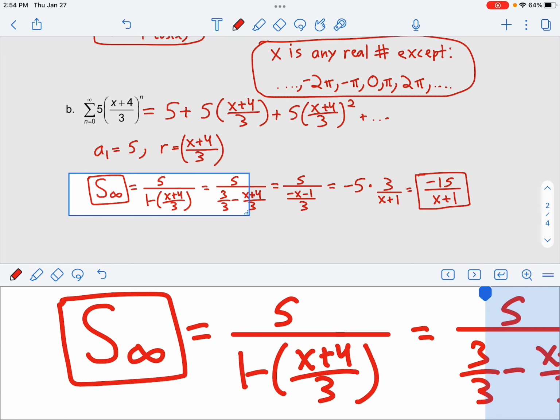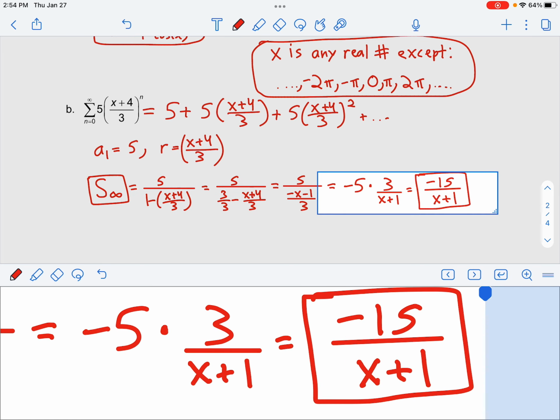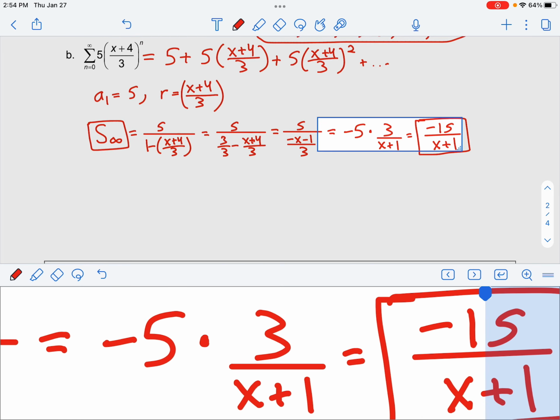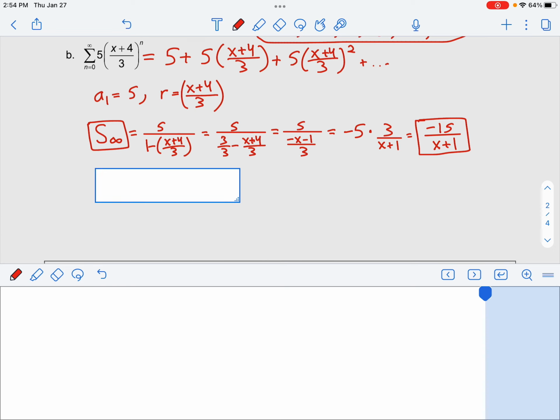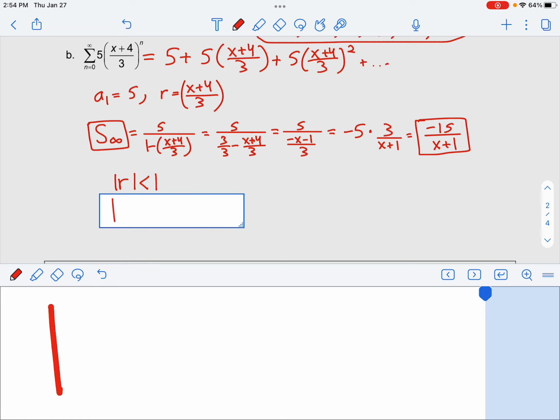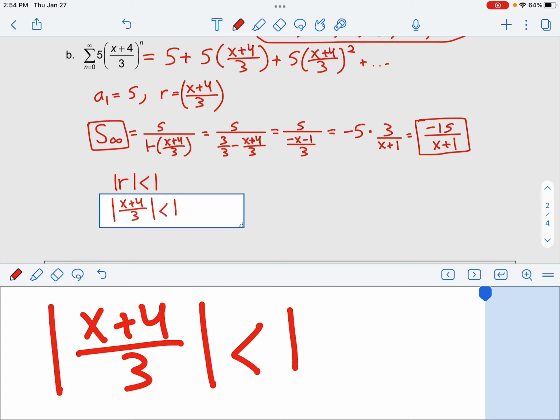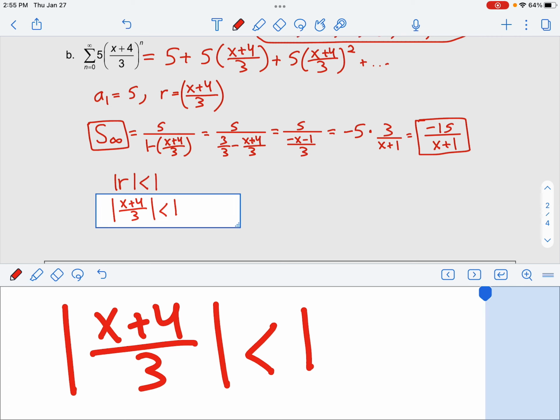Okay, now let's talk interval of convergence on this one. So again, r's absolute value has to be less than 1. So for this one, this tells us then that the absolute value of (x plus 4) over 3 has to be less than 1.